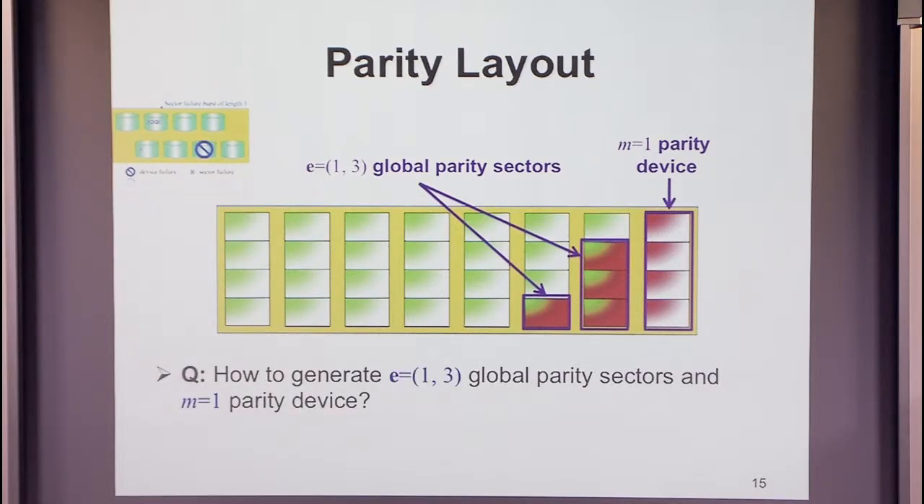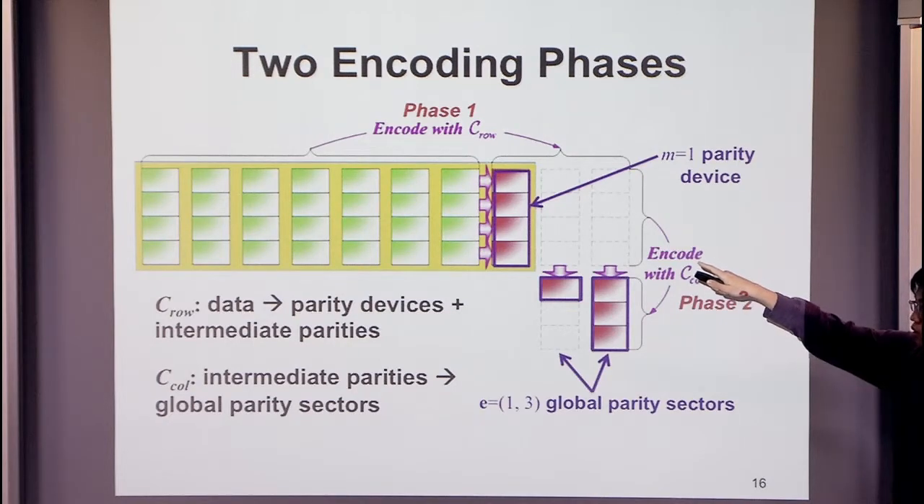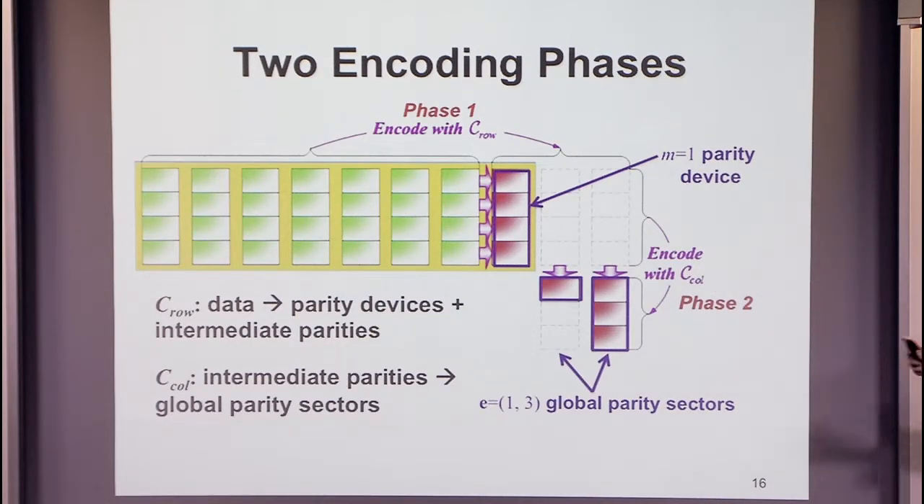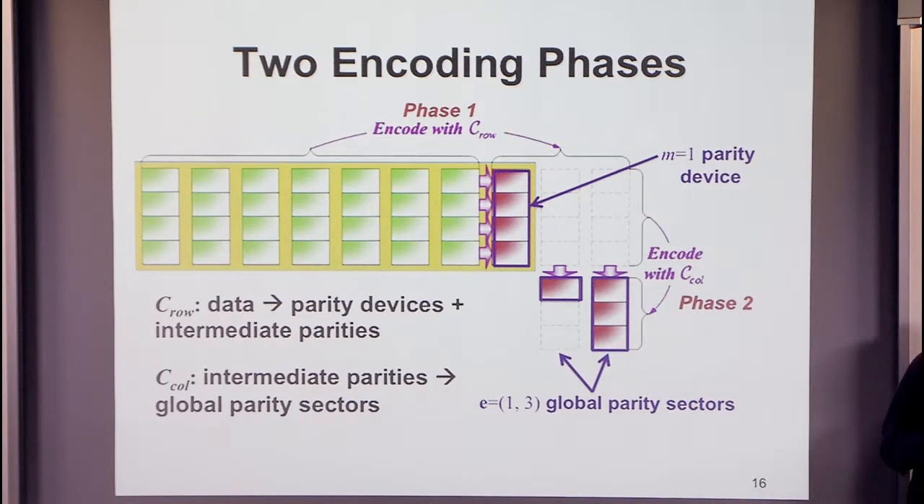And to generate these global parity sectors and parity device, what we do is we use two MDS codes, C_row and C_column. We don't put any restriction on this MDS code, but here we consider the Cauchy Reed-Solomon codes. So what we do is we go through two phases. The first phase is we do it in the row direction, where you have the data symbols in each row, and you generate the parities, where you will generate the parity devices and the additional intermediate parities. We don't store these intermediate parities, which will serve as the input to the second phase to generate the global parity sectors. Now, you can easily see that actually these global parity sectors can protect the sector failure pattern that we defined earlier.